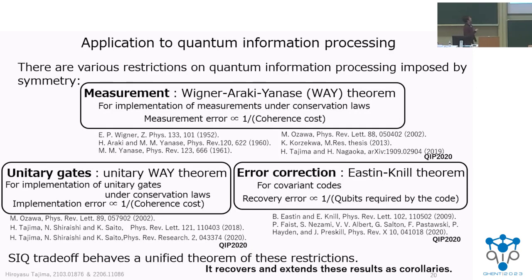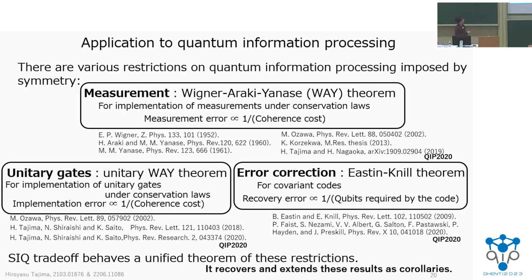There are various restrictions on quantum information processing imposed by symmetry. For example, for measurement, there is the Wigner-Araki-Yanase theorem. This theorem says that when we try to implement measurements under a conservation law, there is a trade-off relation between measurement error and coherence cost.